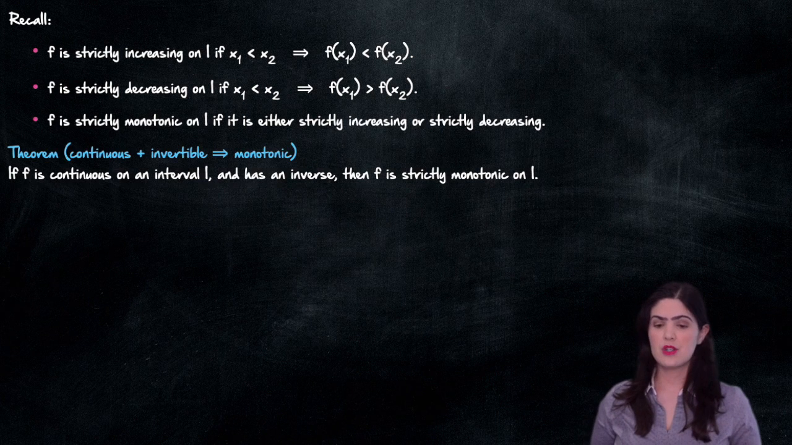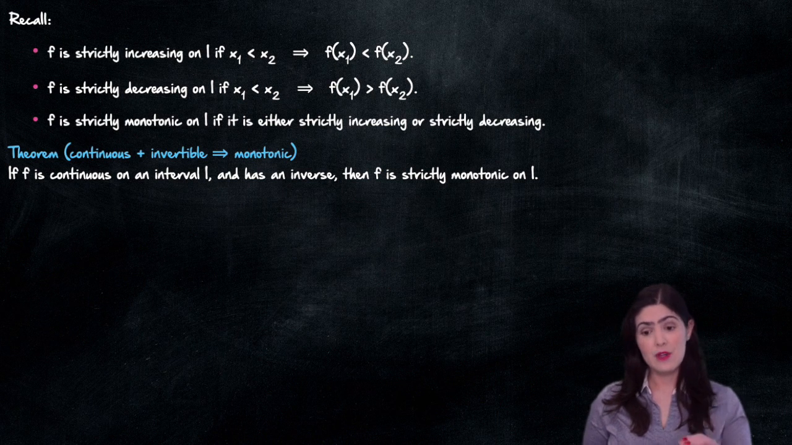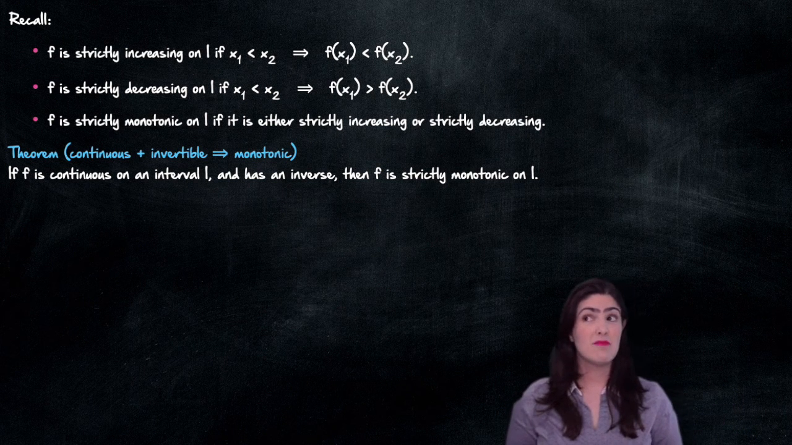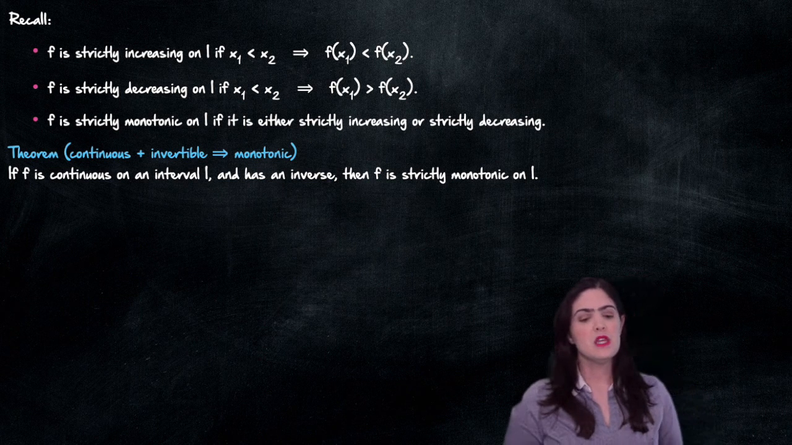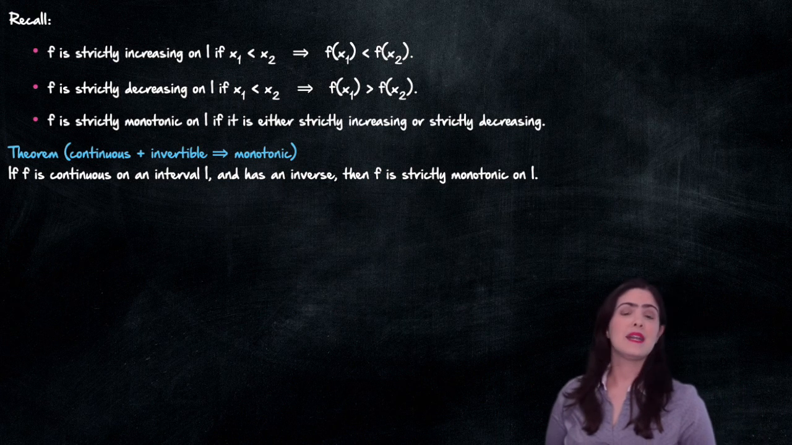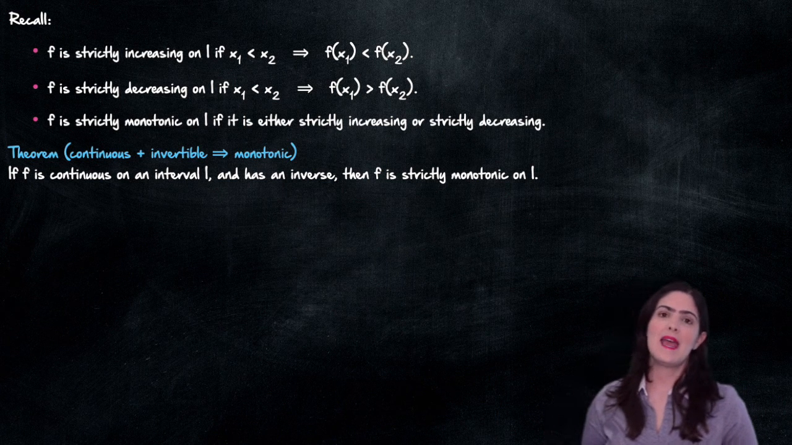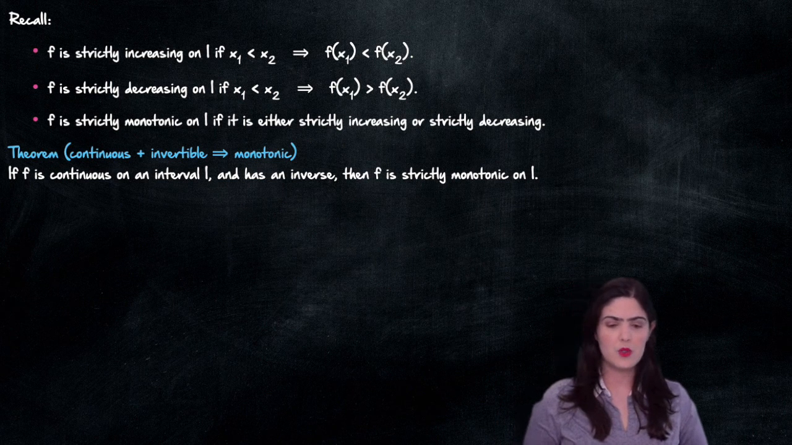So with these definitions, we're going to have this: if I know that a function is continuous and invertible, then it is monotonic. And actually not just monotonic, it's strictly monotonic. So, as I said, if f is continuous on an interval I and has an inverse, then f is strictly monotonic in the interval I. And how do we prove this?